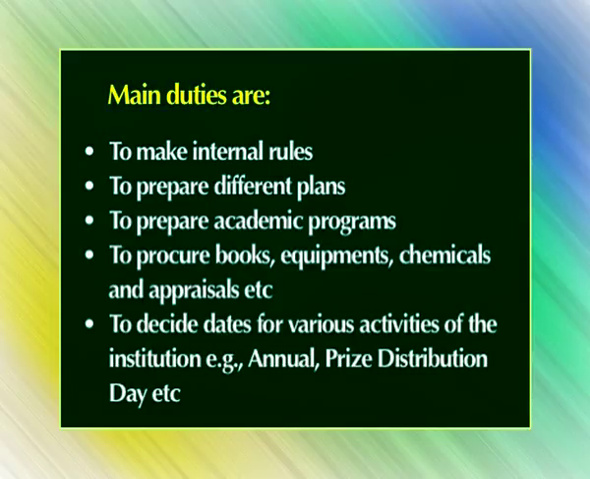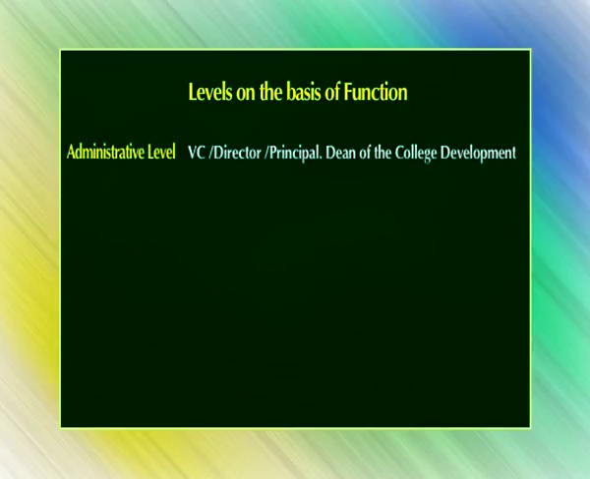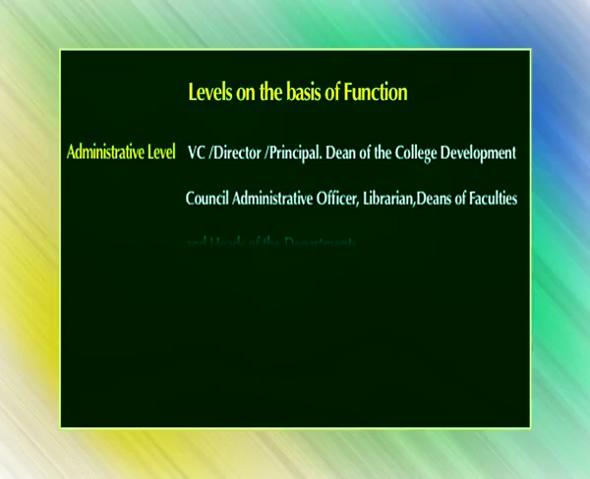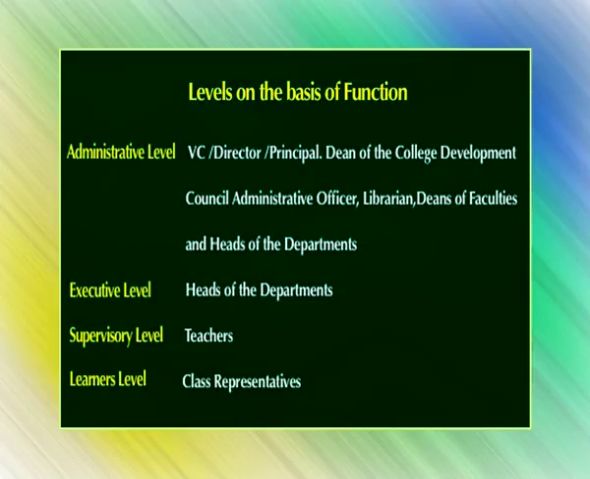Levels on the basis of function. Administrative level: VC, director, principal, dean of the college development council, administrative officer, librarian, deans of the faculties and heads of the departments. Executive level: the heads of the departments. Supervisory level: teachers. Learners level: class representatives. Executive level.